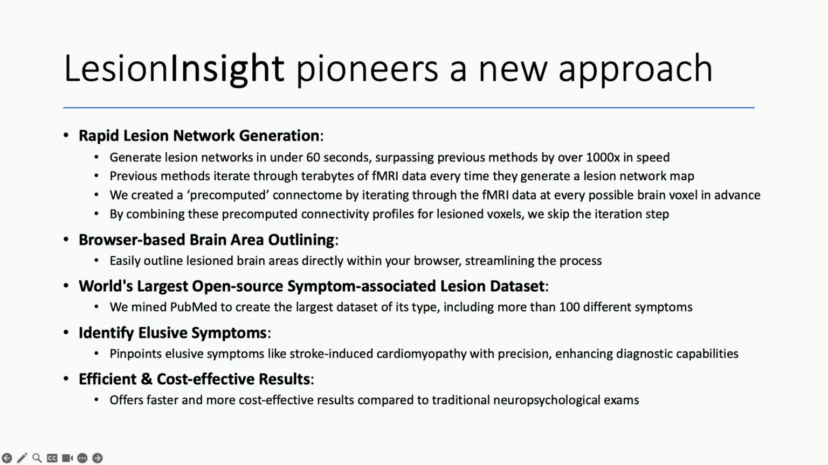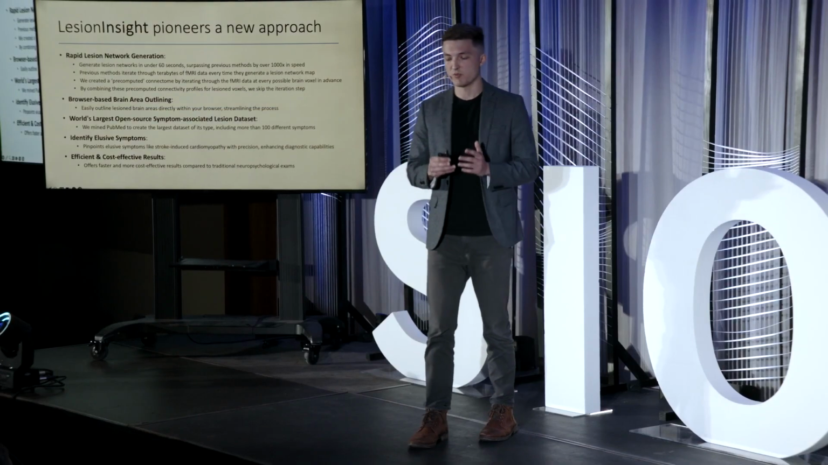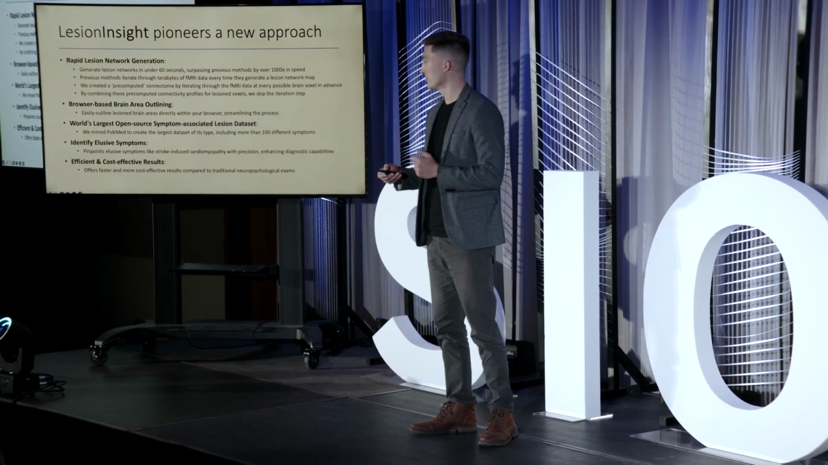We cut down the processing speed more than 1,000-fold via a completely novel technique that we've called the pre-computed connectome. This is essentially a highly optimized data library that enables us to create these lesion network maps in about 60 seconds. We also created our own custom tool that allows for outlining brain lesions within the browser and assembled the world's largest open-source lesion dataset of its type, including more than 100 different symptoms, including rare ones like cardiomyopathy.